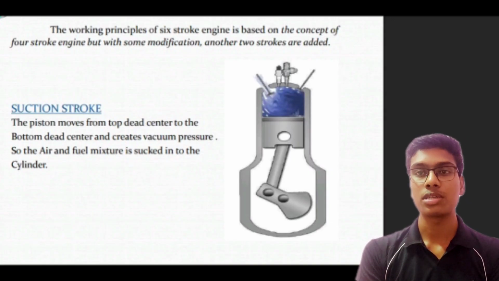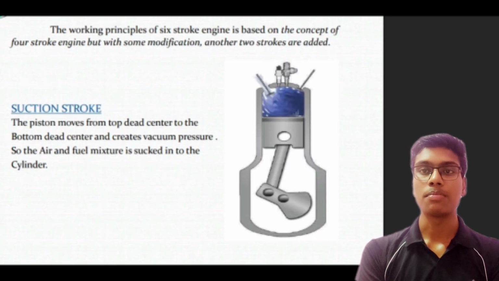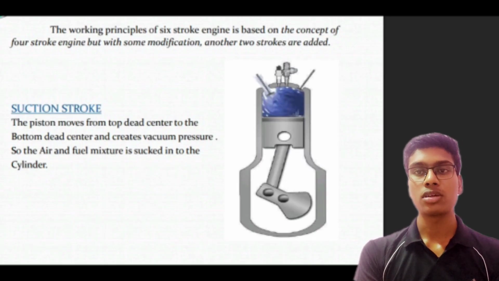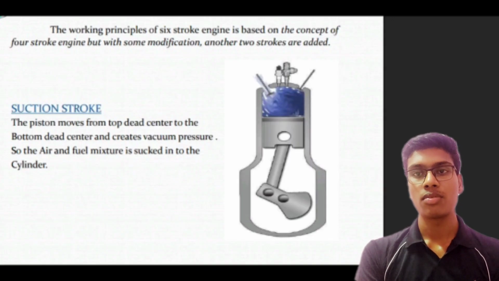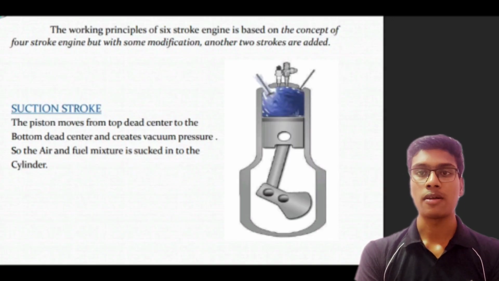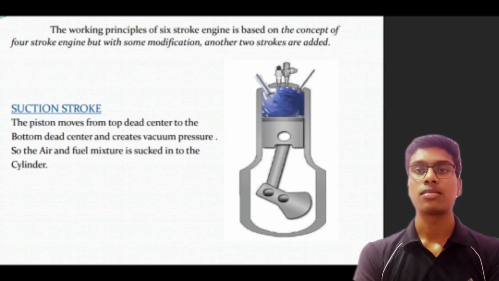Due to the creation of vacuum pressure, outside there will be atmospheric pressure. It is around 1 atm. So from the high pressure to the low pressure, the vacuum pressure is less than 1 atm. So always, according to the law, it will move from high pressure to low pressure. Due to the movement of fuel from high pressure to low pressure, the fuel is getting injected through the intake valve. This is the first process.